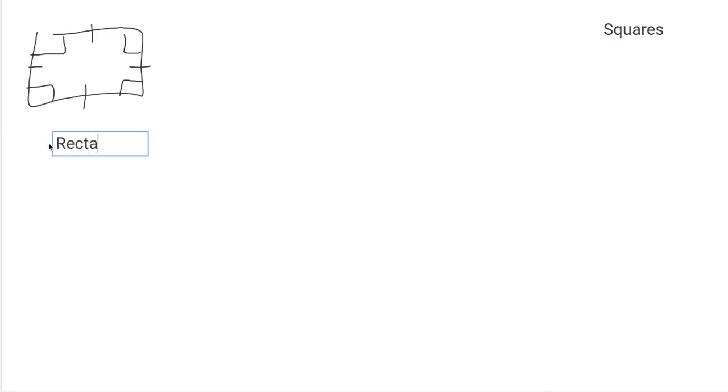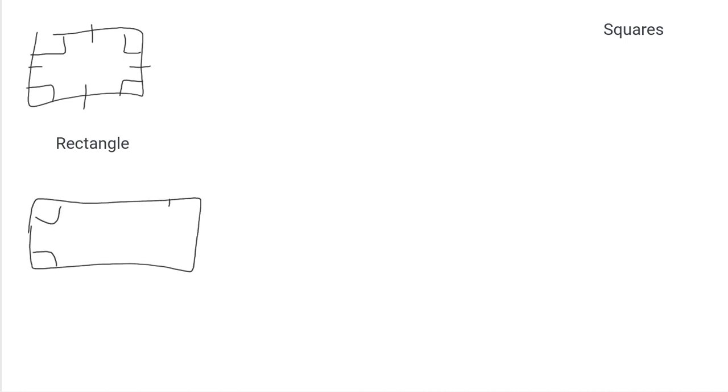Now for squares. I have a total of 7 types of squares. So the first one, you guessed it, is a square. A square is when all the sides are the same and all the angles are 90 degrees. A rectangle is when I have 90 degrees in all 4 corners and the opposite sides are the same length. So these 2 match and these 2 match.